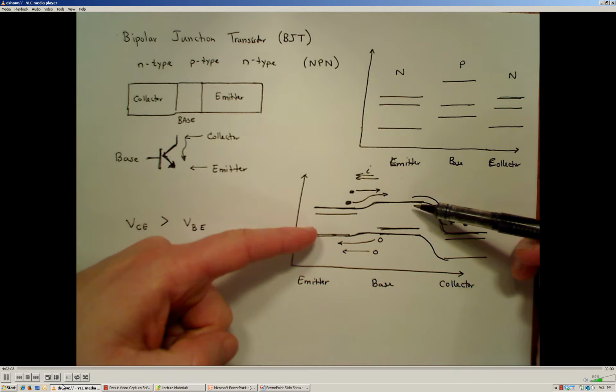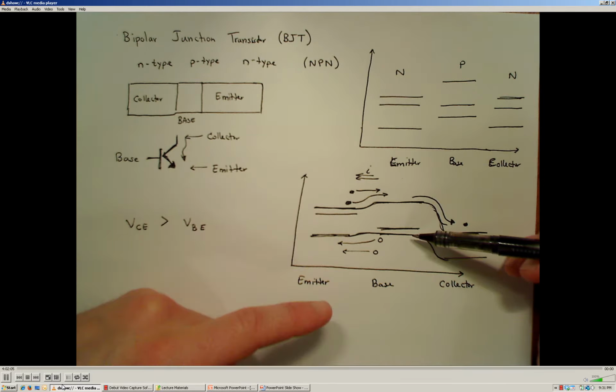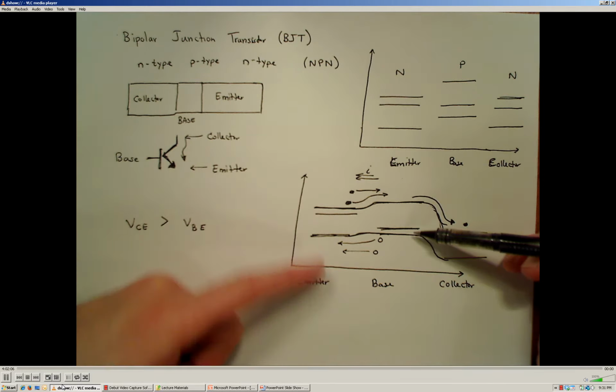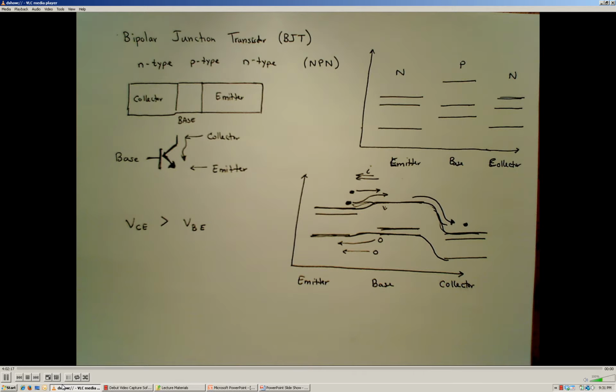But as we apply a greater and greater potential difference between the base and the emitter, then we're going to lower this potential energy barrier. All right, and the gap right here is going to be lower, so more and more electrons can move from the emitter to the base and over to the collector.